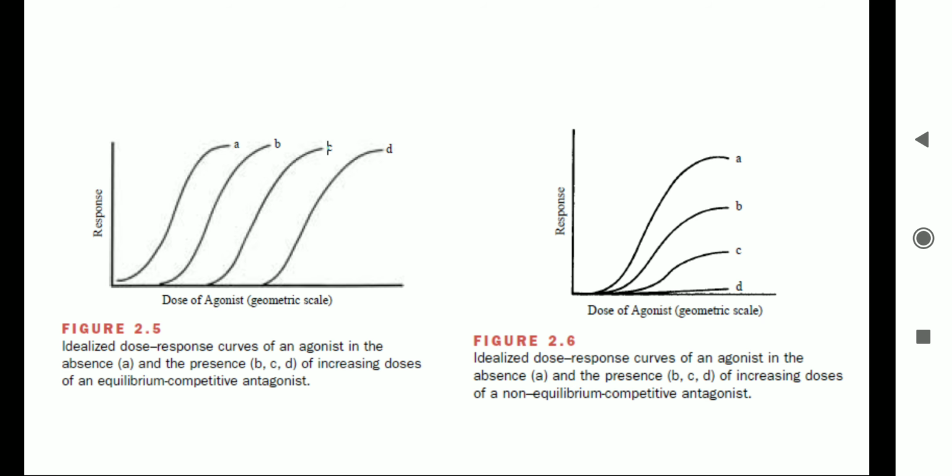So let's see. This is the curve when no antagonism is given. When there is an increasing dose of the antagonist, what happens is, as you can see, as the drug concentration is increased, the response is getting reduced, meaning the antagonist is going and working at this particular receptor.